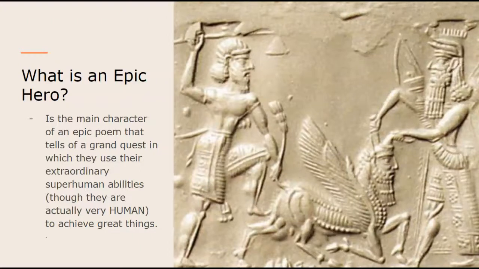So what is an epic hero to begin with? Okay, an epic hero is the main character of an epic poem that tells of a grand quest in which they use their extraordinary superhuman abilities, though they are actually very human. And they do this to achieve great things. The epic poet creates a hero who defies the final end. His society is standing between worlds. And this picture is actually a Sumerian relief of Gilgamesh.